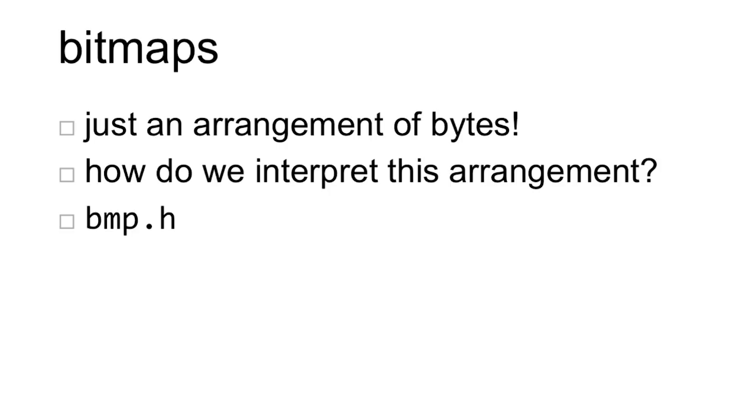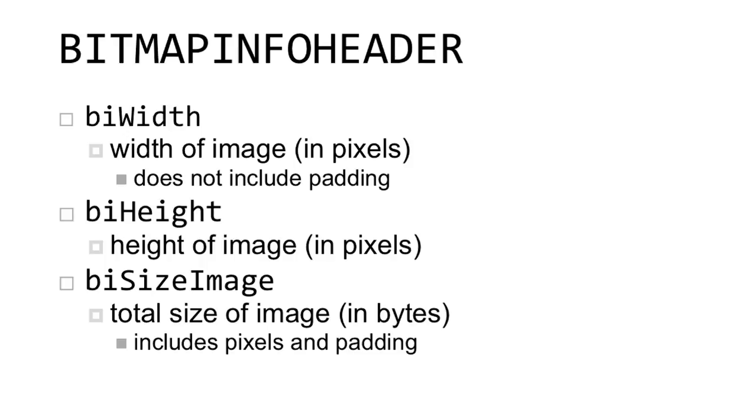Bitmaps are simply an arrangement of bytes. It's just a matter of how we interpret this arrangement. Take a peek inside bmp.h for a little bit more information. A bitmap is comprised of a file header, an info header, and then the actual pixels and padding. More on padding in a second, but let's just look at the variables within the bitmap info header. So biWidth contains the width of the image in pixels, not including padding. Then biHeight contains the height of the image in pixels, and biSizeImage contains the total size of the image in bytes, including the pixels and the padding.